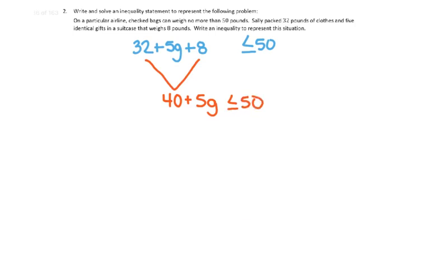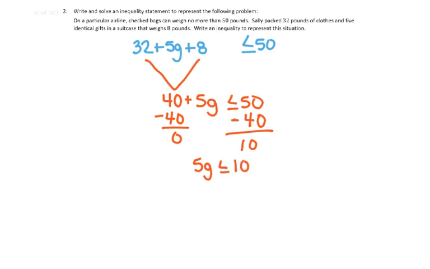I'm keeping all of that the same. And now I'm going to solve my inequality. So right now, 40 is being added to the left side of my inequality. So I need to subtract 40 to get 5G all by itself. So minus 40 from both sides of my inequality, because whatever I do to one side, just like when we were doing linear equations, I have to do to my other side. So I'm left with 5G is less than or equal to 10.